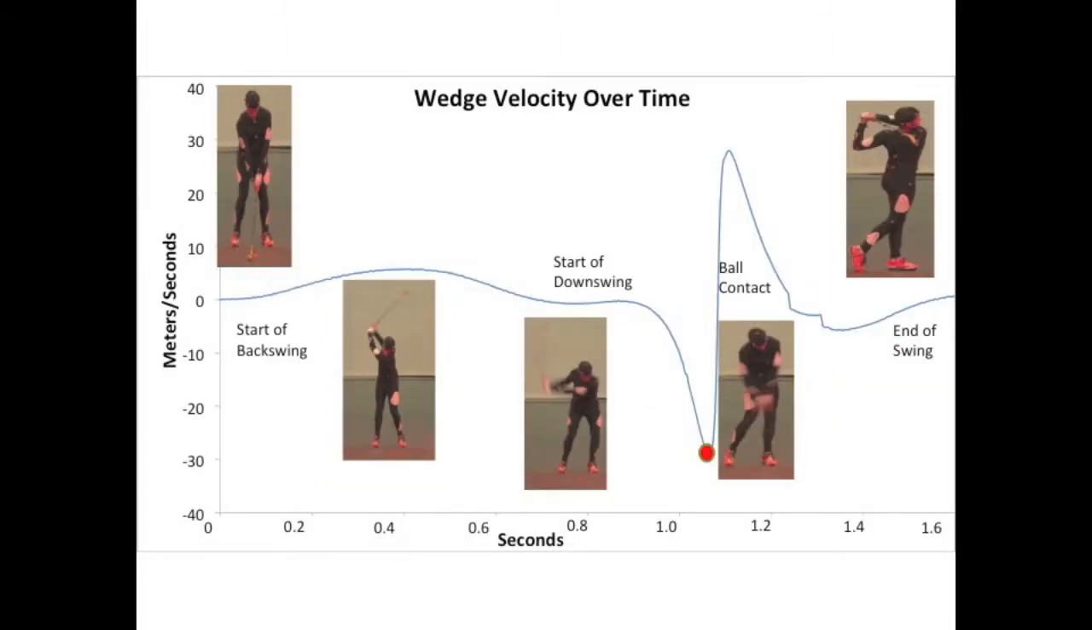Here is a very similar velocity curve using the wedge. As you can see, the same trends apply with one major difference, the maximum velocity. Here, the wedge reaches a peak velocity of 29 meters per second compared to the driver's peak velocity of 35 meters per second. This is a significant difference.